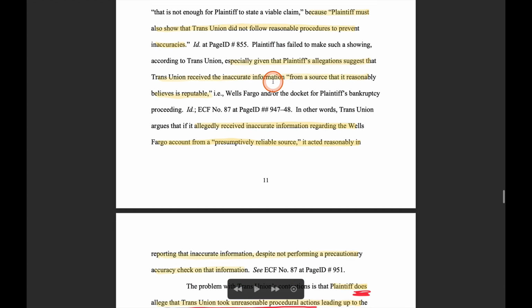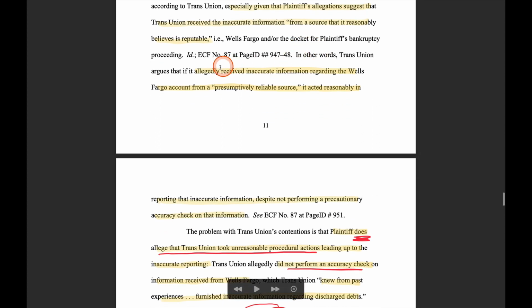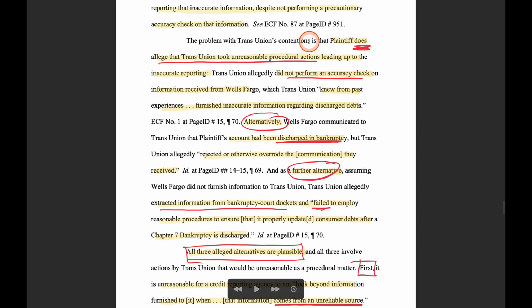And TransUnion says, well, it can't be unreasonable because we got the information from a source that it reasonably believes is reputable. In other words, Wells Fargo. And so they say TransUnion argues if it allegedly received inaccurate information from Wells Fargo, then it acted reasonably. The court says that's a cute theory, wonderful argument, except the plaintiff does allege you took unreasonable procedural actions.